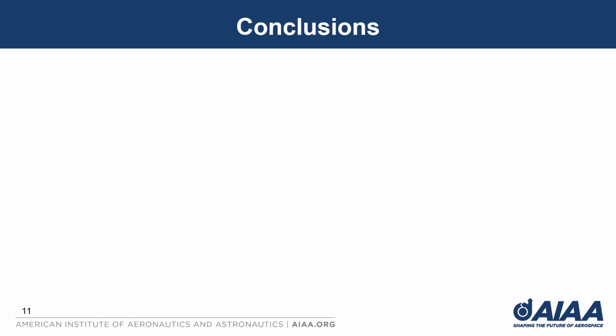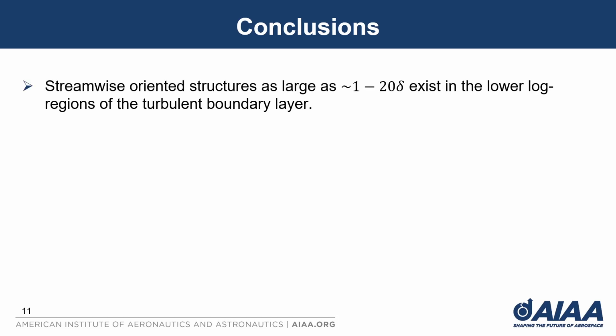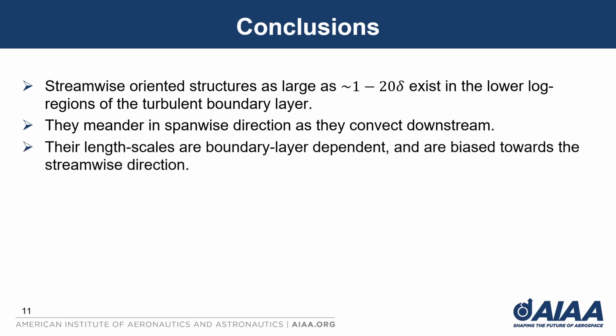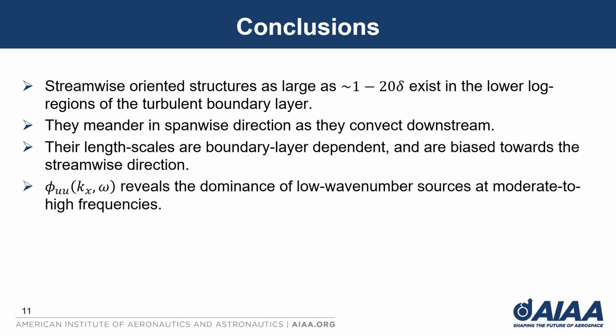With that, I would like to draw the following conclusions from my presentation. Streamwise oriented structures as large as 1 to 20 boundary layer thicknesses exist in the lower log region of the turbulent boundary layer. They meander in spanwise direction as they convect downstream. Their length scales are boundary layer dependent and are biased towards the streamwise direction, showing flow anisotropy.